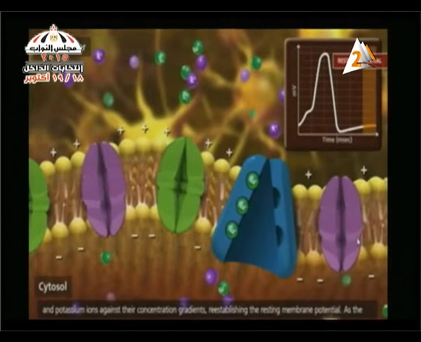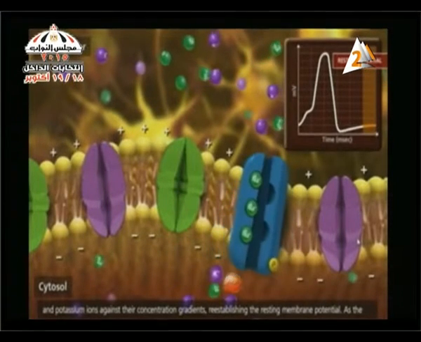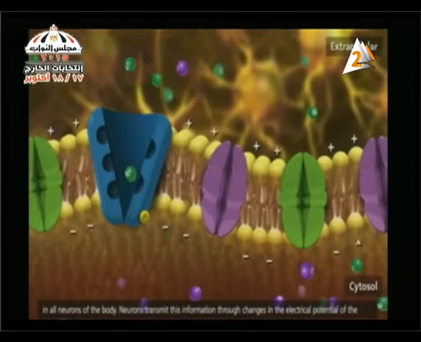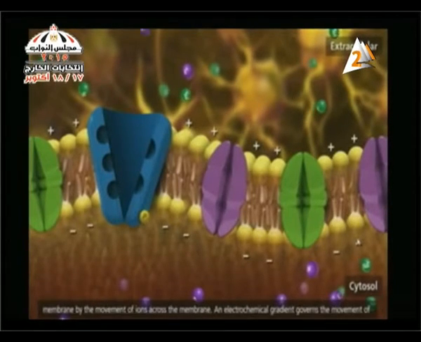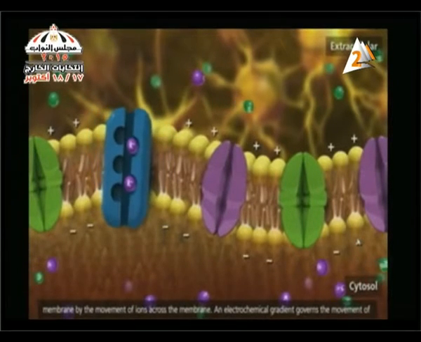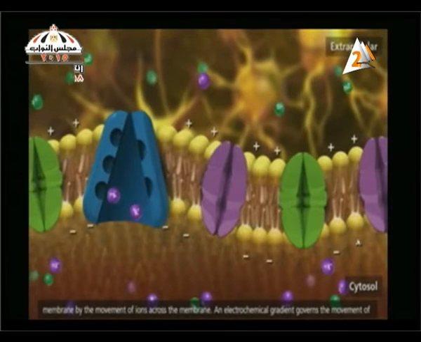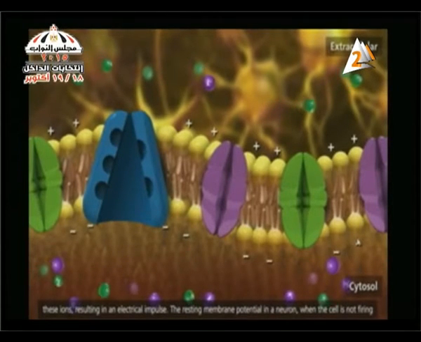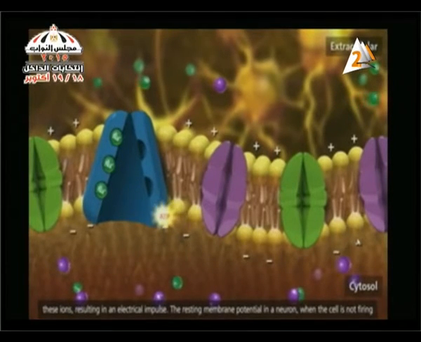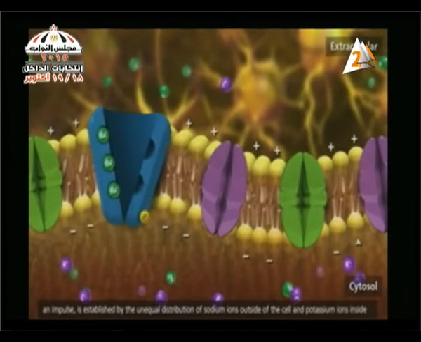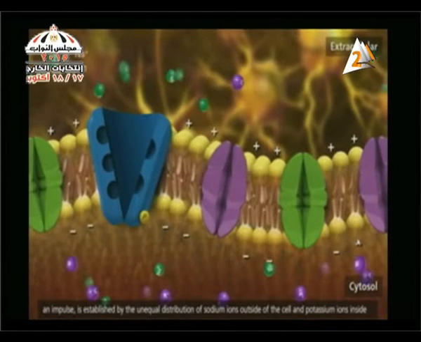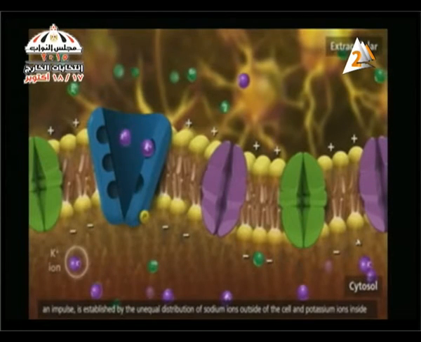After a part of a second, the muscle fiber membrane returns to its normal state, which is called repolarization. So when the muscle fiber returns back to its normal state, it's called repolarization. Due to the action of the enzyme cholinesterase, which destroys acetylcholine into choline and acetate, the membrane returns to the resting state.